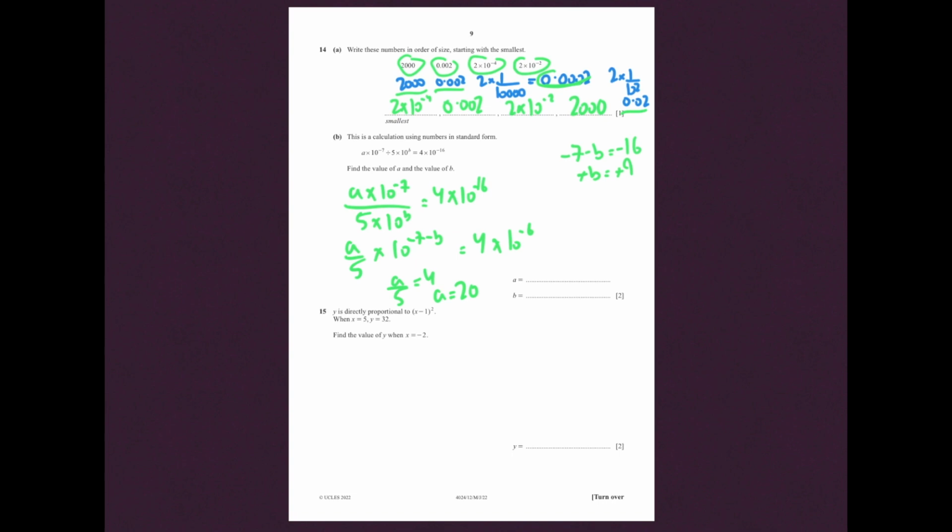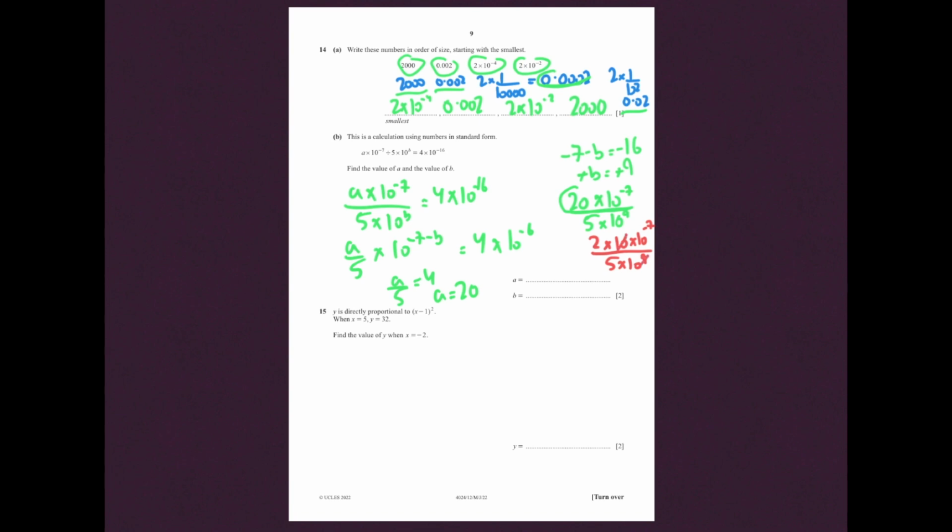Now listen. a is 20. 10 power minus 7, divide by 5 into 10 power 9. Is this in standard form, the one above? No sir, it's not. So what will you do, children? I'm going to write this like 2 into 10 into 10 power minus 7, divide by 5 into 10 power 9.